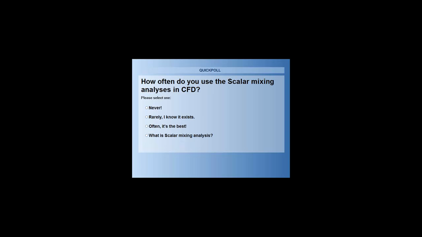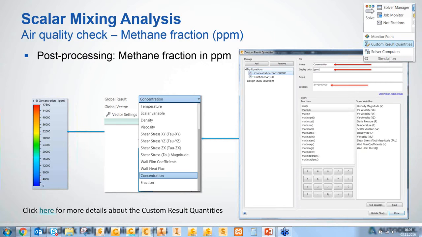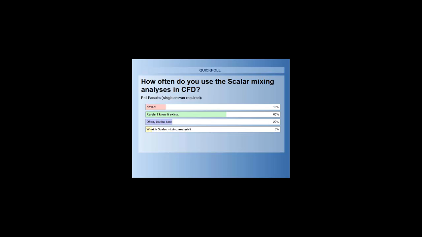All right, most of you have voted. So 15% never use it, 60% rarely, 20% use it often, and 5%, this is news to them, which is good. For the 5%, I would really recommend watching our first part of the scalar mixing analysis. It's very simple, not complicated. We're going from the first step, and the second part is like the second step with some difficulties in it. Okay, so these are the results of the poll. Thanks for participating. But wait, there's more.